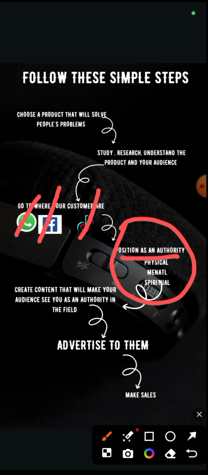You have to position physically, mentally, and spiritually. We already have a video that talks about positioning. You can go and watch the video after you must have gone through this, then you come back. That way you will understand more. Alright? You must position as an authority, because people pay authority. Nobody wants to pay an amateur. How do you position as an authority?